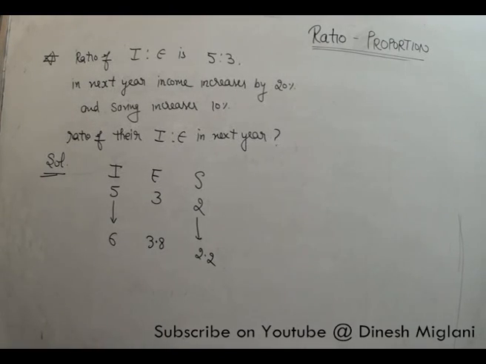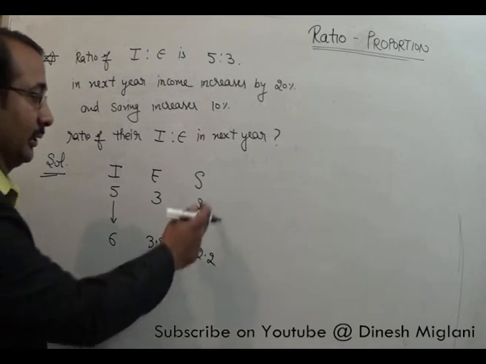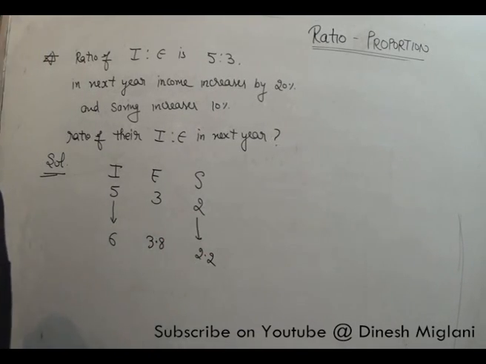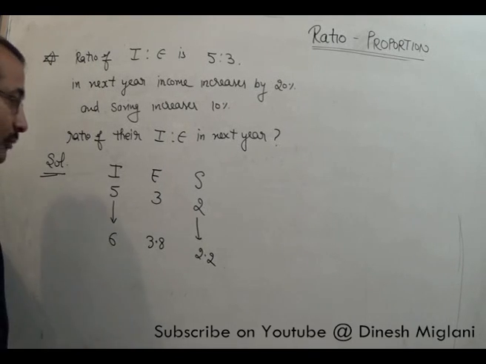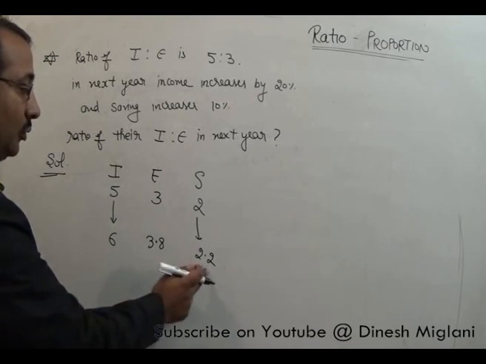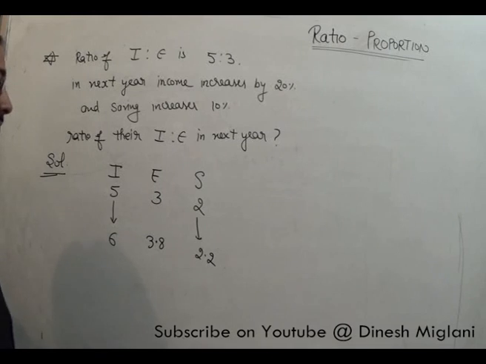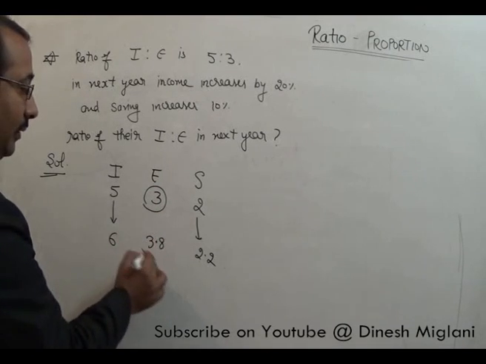Check what we have done. Income is 5 and expenditure is 3. So I can say my saving is 2. In the next step, it is given that income increases by 20%, it means it becomes 6. And saving increases by 10%, it becomes 2.2. And I know that my expenditure would be income minus saving, 6 minus 2.2, that is 3.8. Now earlier my expenditure was 3, now it is 3.8.